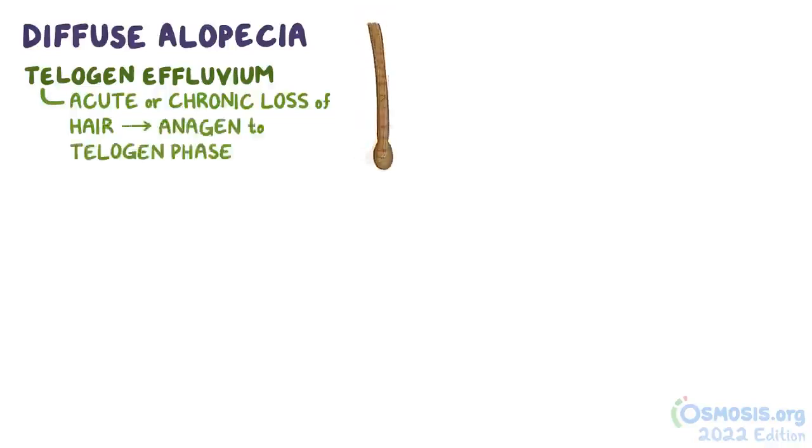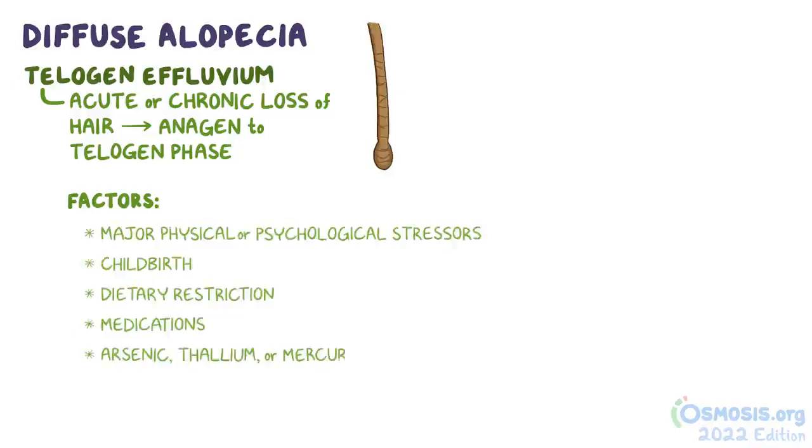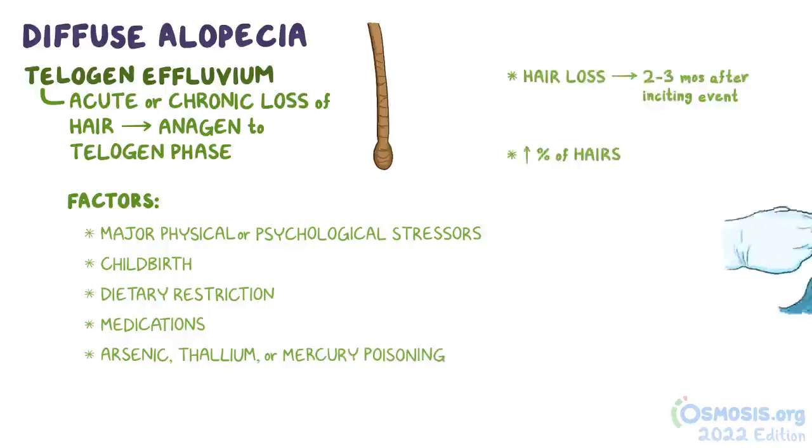Factors that can cause telogen effluvium can include major physical or psychological stressors, childbirth, dietary restriction, and medications, as well as arsenic, thallium, or mercury poisoning. Hair loss usually occurs 2 to 3 months after the inciting event. Telogen effluvium shows an increased percentage of telogen hairs upon examination of the pluck test.